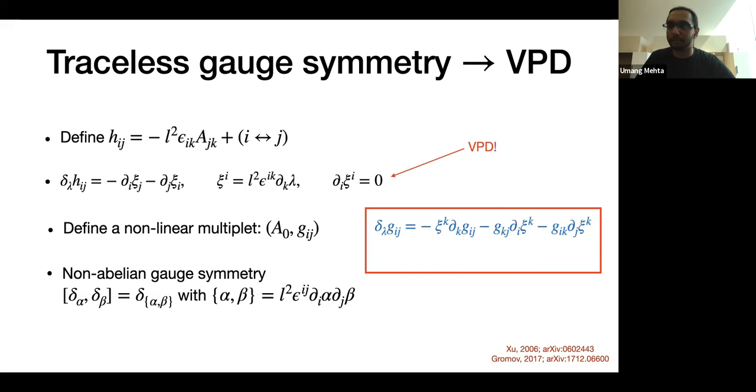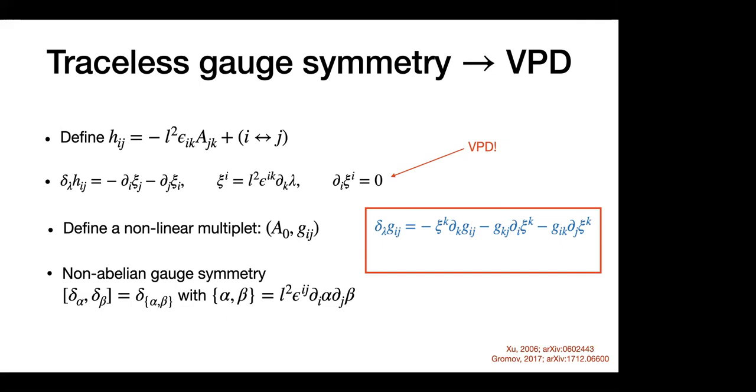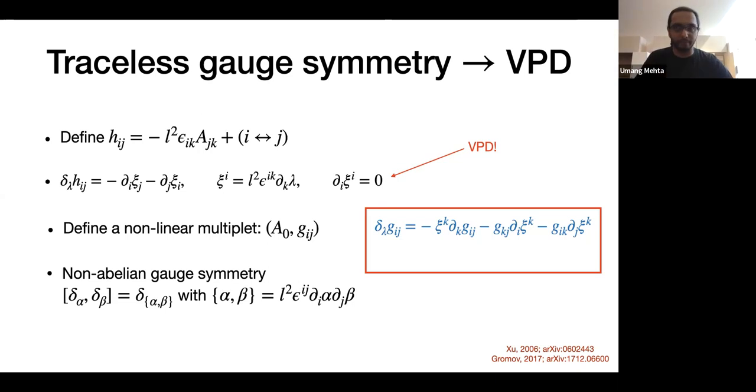Sorry, I think I missed that, what was it? A follow-up comment? Yeah. So the transformation of A is a gauge transformation, which results in a transformation of Hij that looks like a volume preserving diffeomorphism, a linearized volume preserving diffeomorphism.